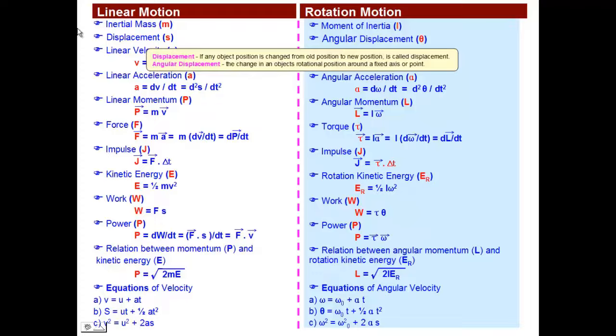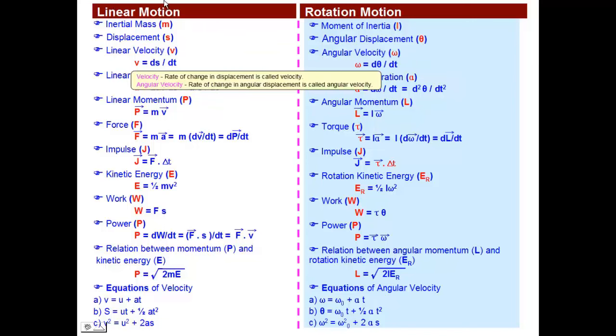Next, in linear motion is displacement, equivalent to angular displacement in rotational motion. In linear displacement, the symbol is s, and angular displacement is theta. Displacement is when an object's position changes from the old position to the new position. It's simple. Angular displacement is the change in an object's rotational position around a fixed axis or point.